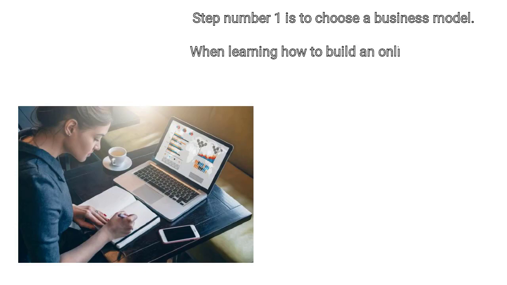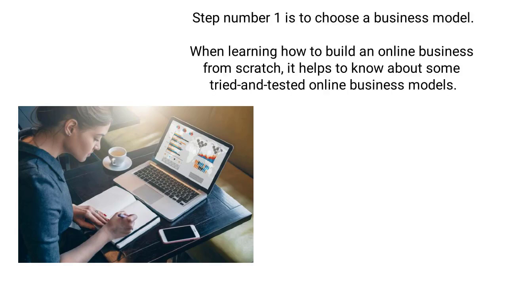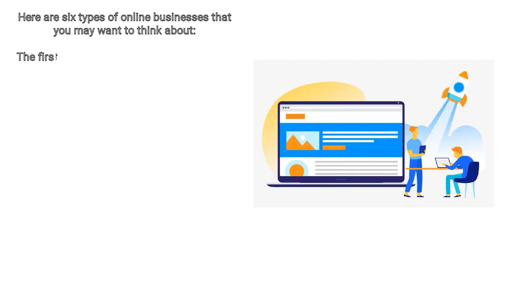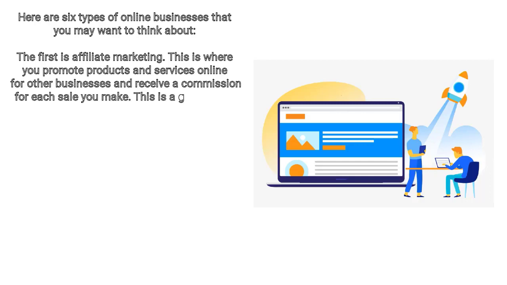When learning how to build an online business from scratch, it helps to know about some tried and tested online business models. Here are 6 types of online businesses that you may want to think about. The first is affiliate marketing. This is where you promote products and services online for other businesses and receive a commission for each sale you make. This is a good way to make passive income.